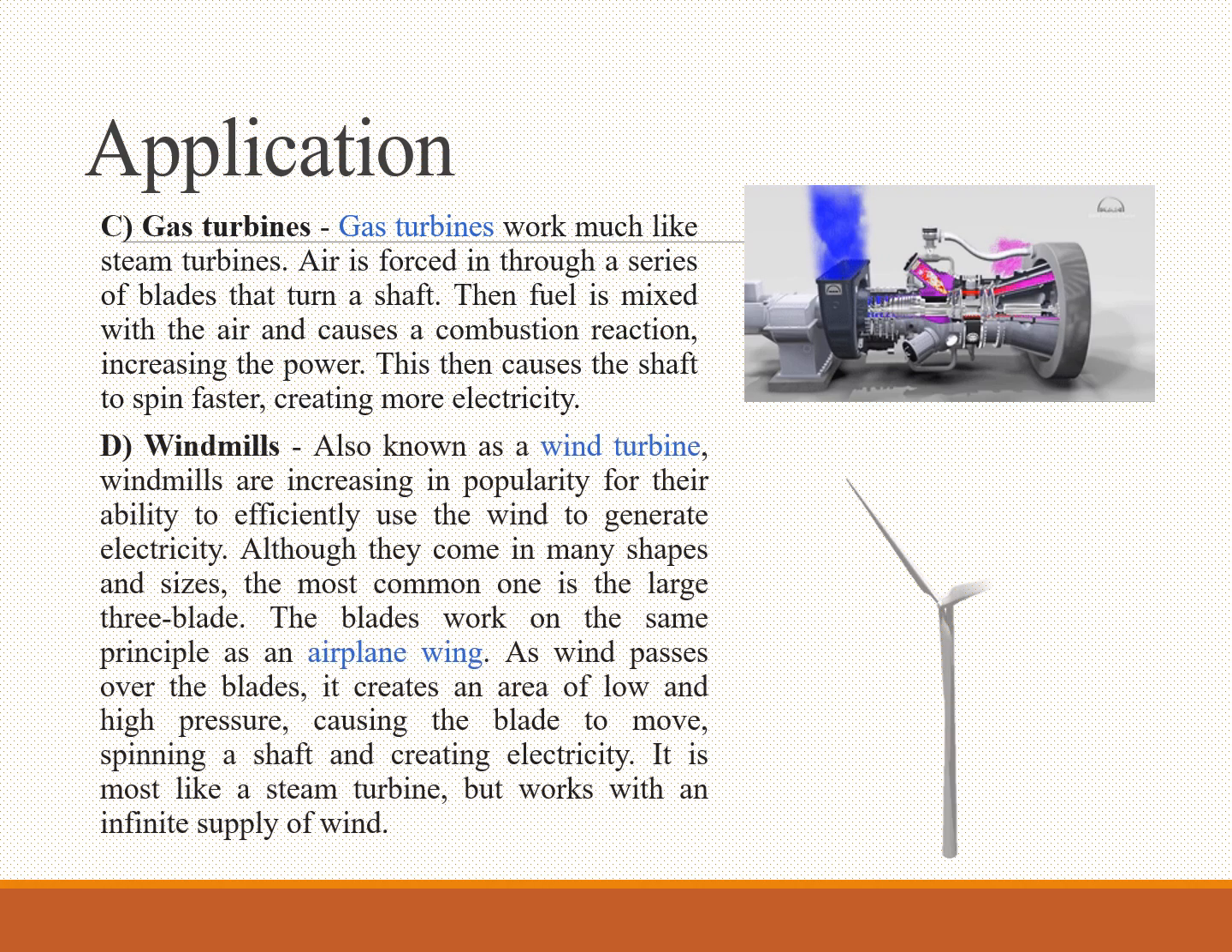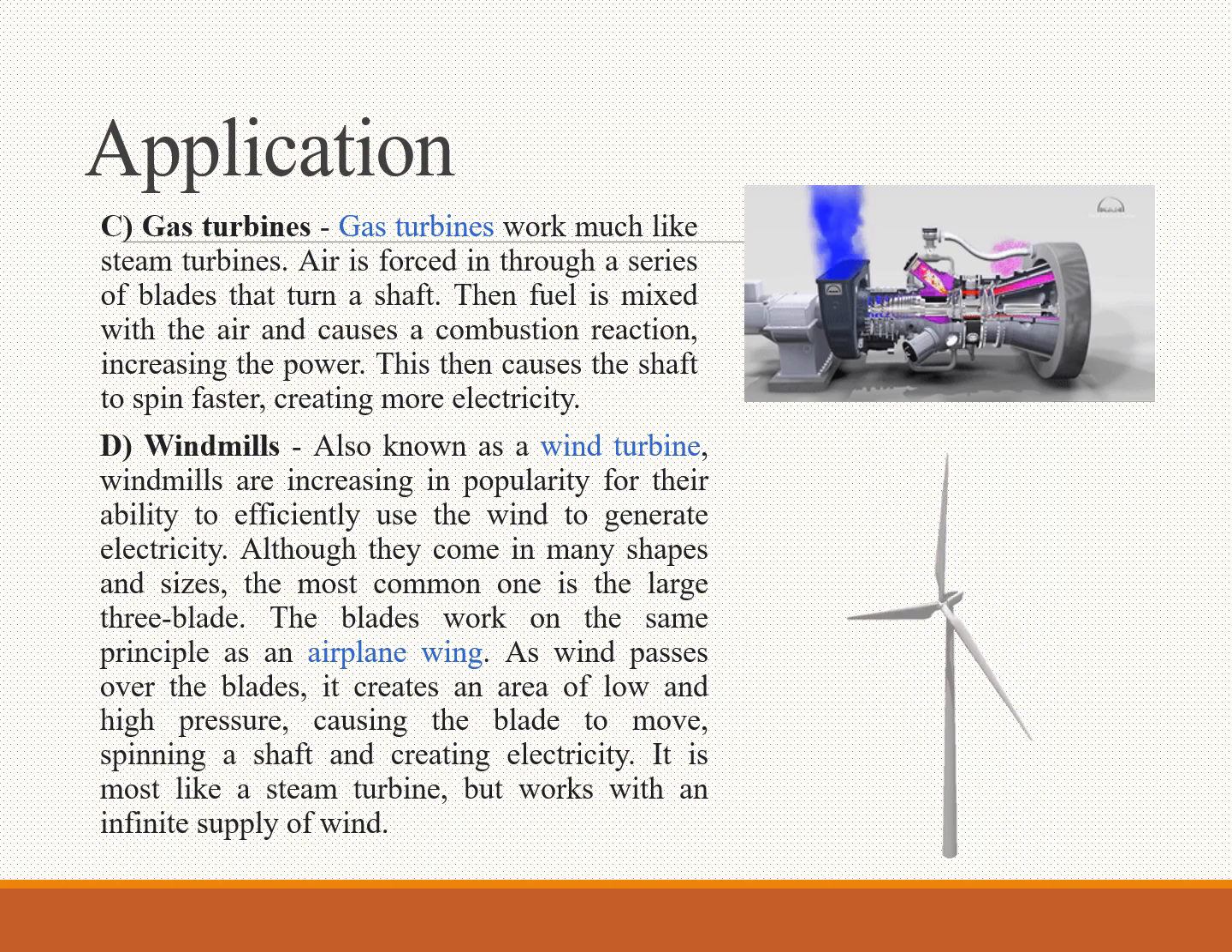And fourth one is a windmill, also known as a wind turbine. Windmills are increasingly popular for their ability to efficiently use the wind to generate electricity. Although they come in many shapes and sizes, the most common one is the large three-blade type. You can see here in the image.